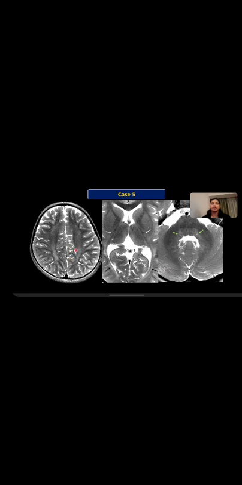So coming to the third, so this was the second pattern in which there was hypomyelination with selective sparing of certain structures as we saw. Then we have another pattern when there is just selective involvement. So, any guesses for this case? So, what do we see?